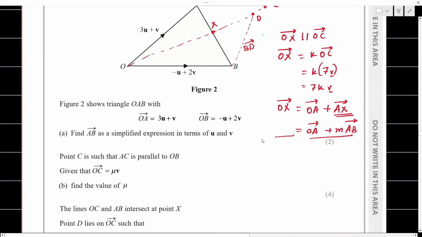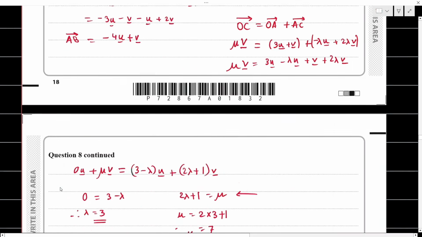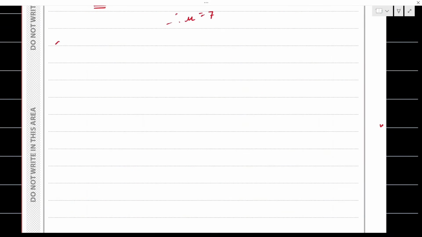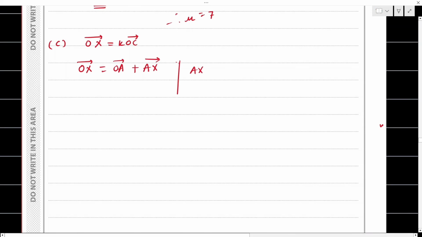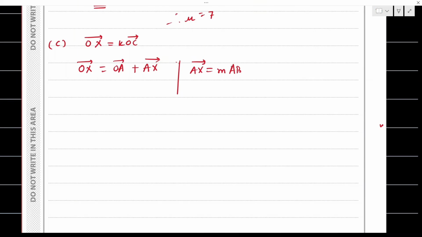This is the same exact process as our part B. So I can start doing this. So for C, I know that OX is parallel to OC. So I can express OX as k OC with a constant. I also know that OX can be expressed using the vector sum of OA and AX. From our diagram, I can clearly see that AX is parallel to AB, which means that I can express AX using a constant times our vector AB.